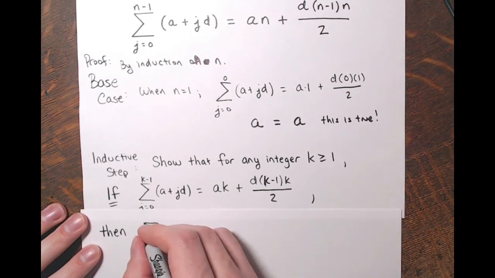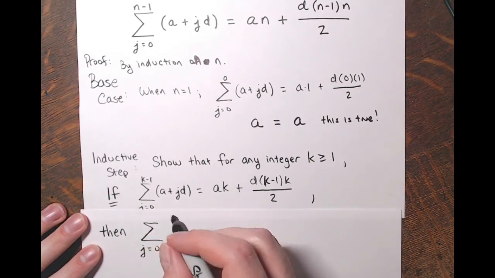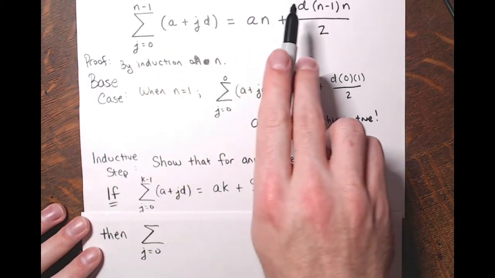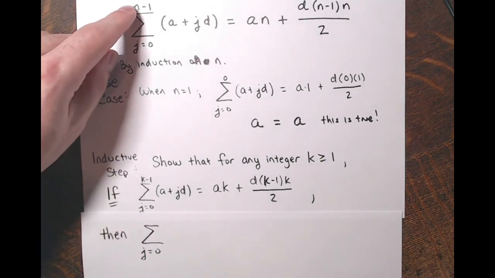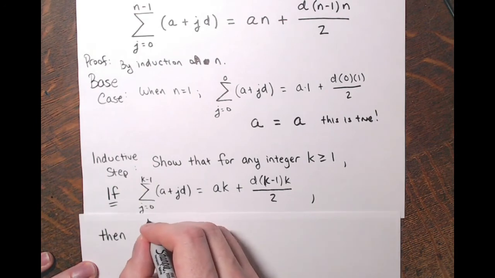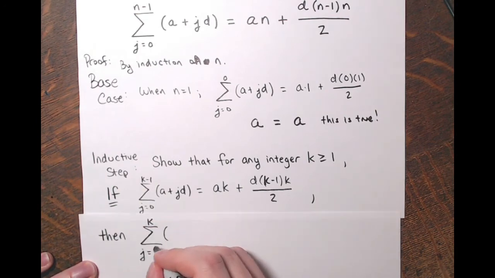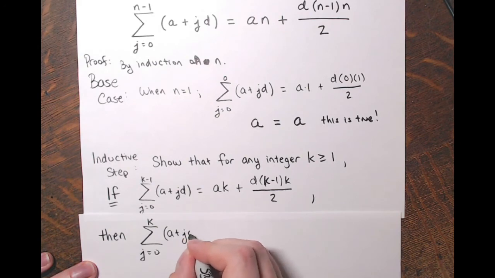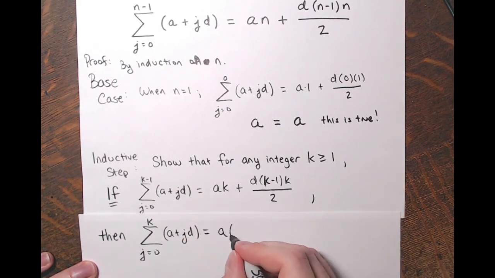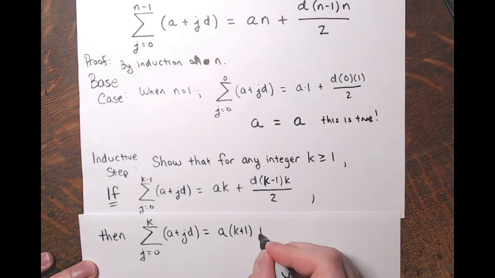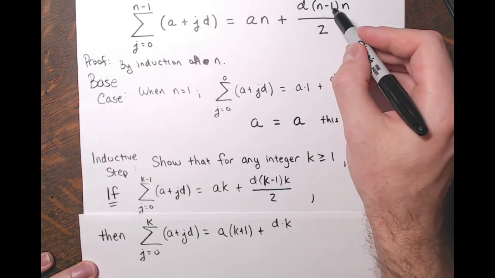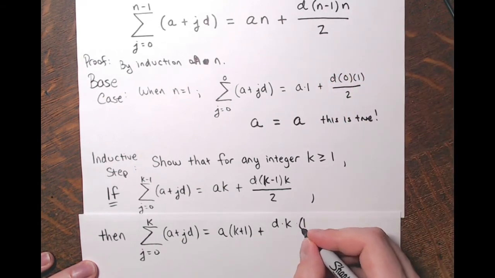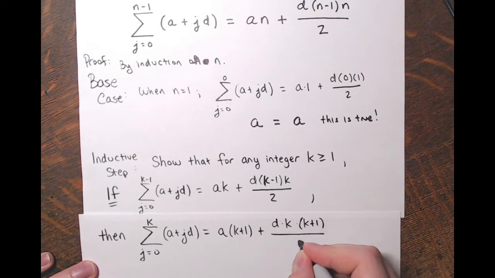Then the sum from j equals 0 to, again, I'm just going through and replacing all the n's in this statement now with k plus 1. Now if I replace n with k plus 1, k plus 1 minus 1 is just k, so now this is k. The sum from j equals 0 to k of a plus jd is equal to a times k plus 1 plus d times k, right, k plus 1 minus 1, then times k plus 1. Replacing all the n's with k plus 1, and then that divided by 2.